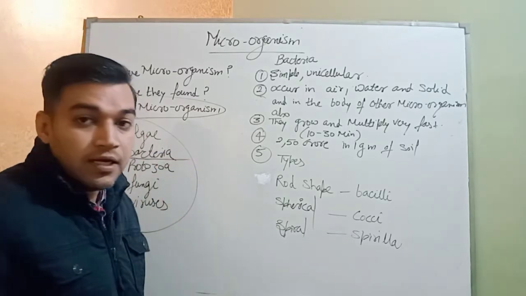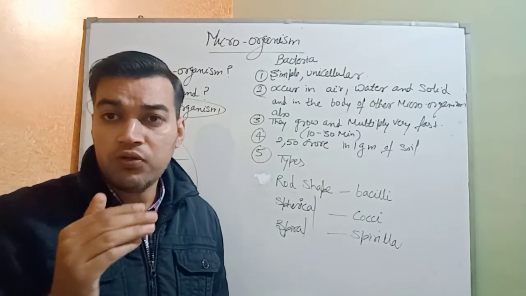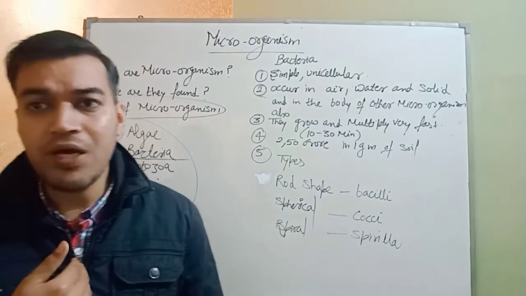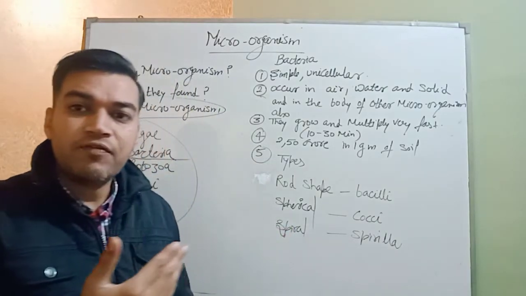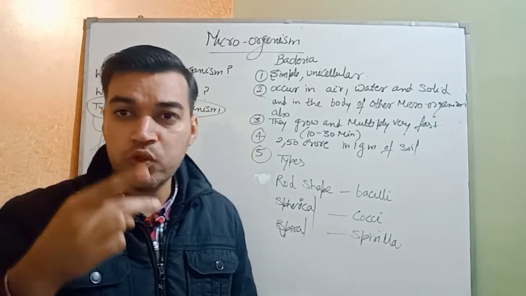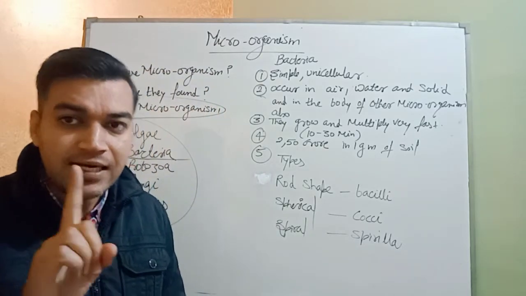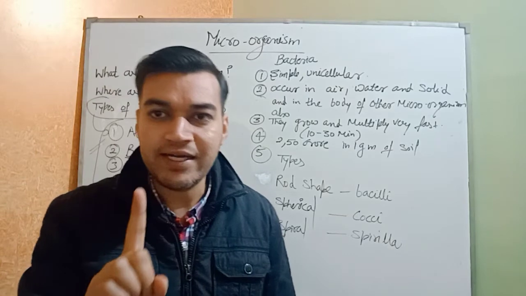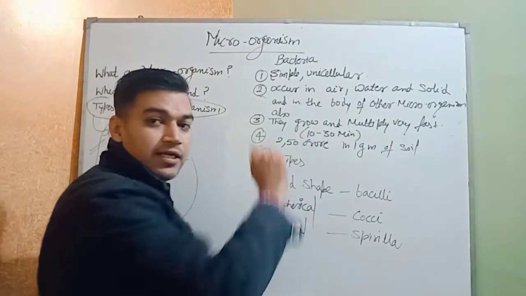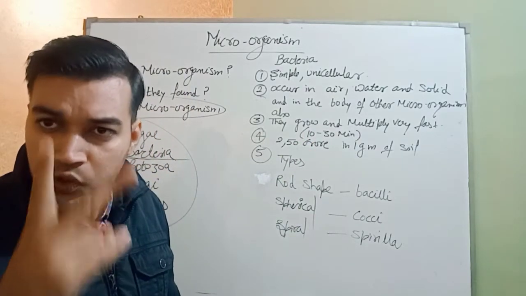Number 3, how they grow, how they divide, how they reproduce. We have a different method of reproduction because we are multicellular. Bacteria divide with the help of cell division. Means their body multiplies: 1 divides into 2, 2 divide into 4 and 4 divide into 8, like this. A single division takes 10 to 30 minutes. In 10 to 30 minutes their body can be divided into another body.